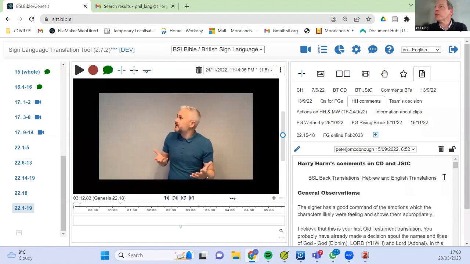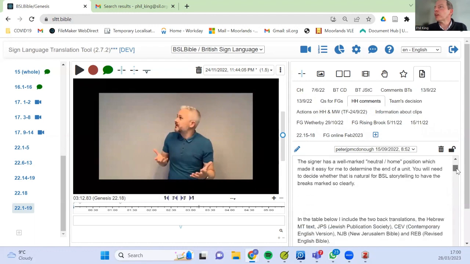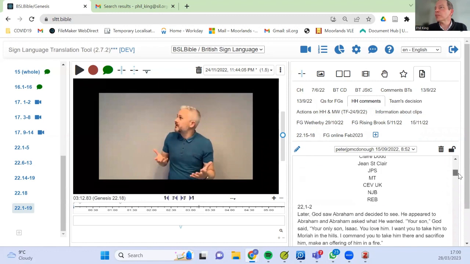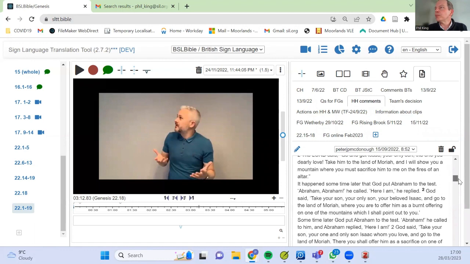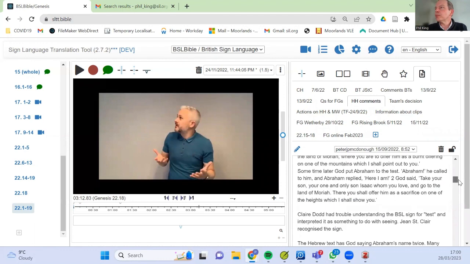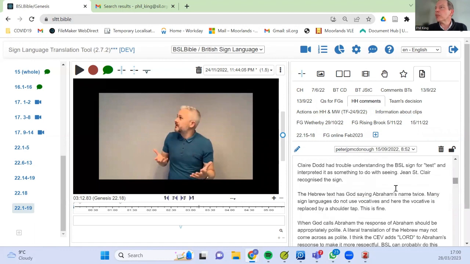I'm just looking at one of the comments from reviewers here. He's noticed this thing here. The Hebrew text has God saying Abraham's name twice. Many sign languages do not use vocatives, so he's recognized that like we do. And here the vocative is replaced by a shoulder tap. This is fine. So it's good to have some support from somebody else, looking independently at this project, so it's not just based on me.